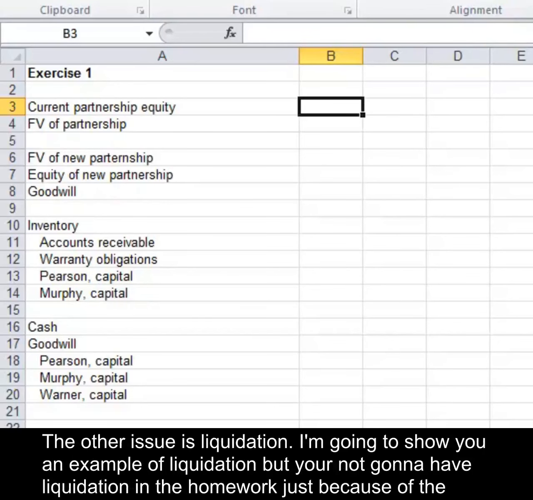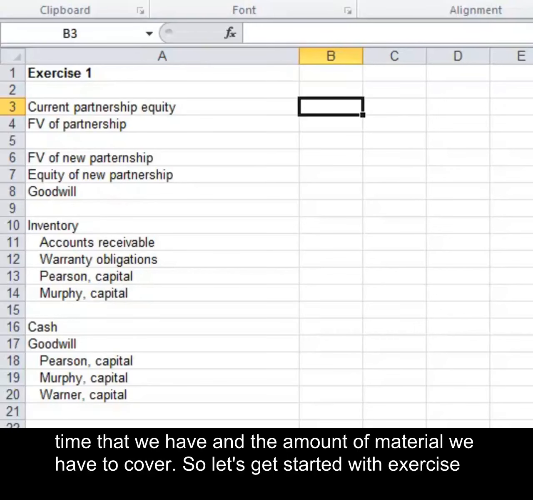The other issue is liquidation. I'm going to show you an example of liquidation, but you're not going to have liquidation in homework just because of the time that we have and the amount of material that we have to cover. So let's get started with exercise 1.